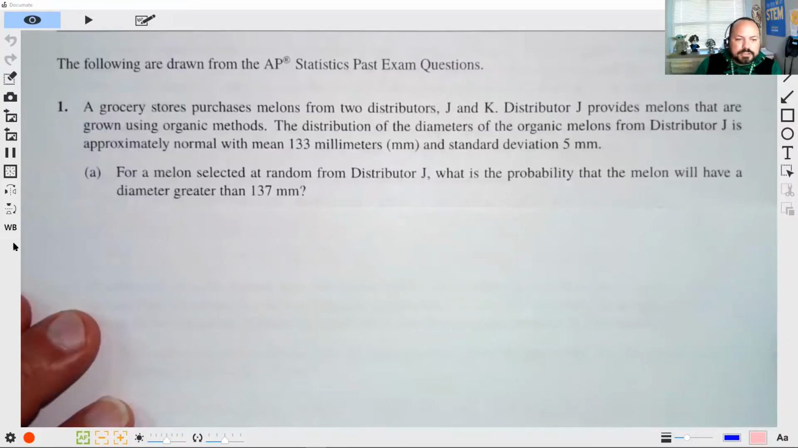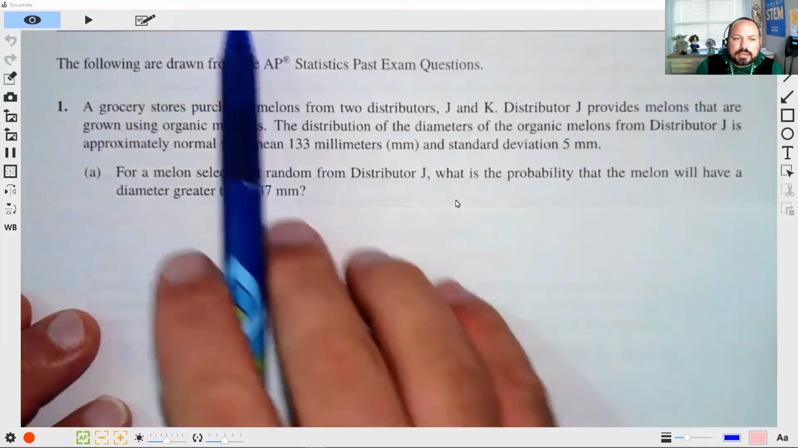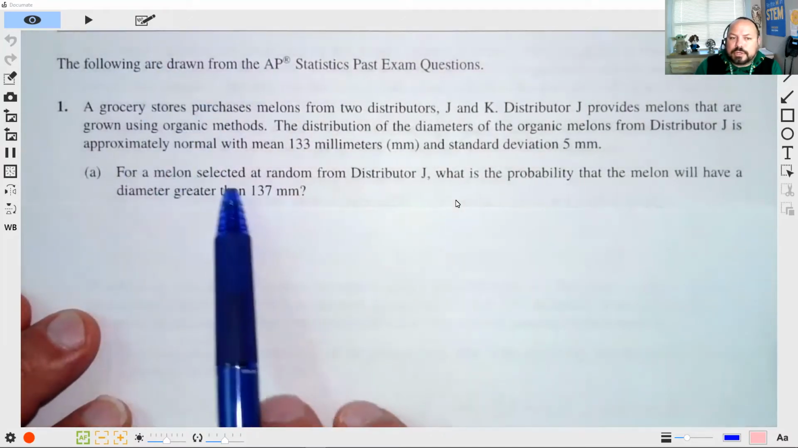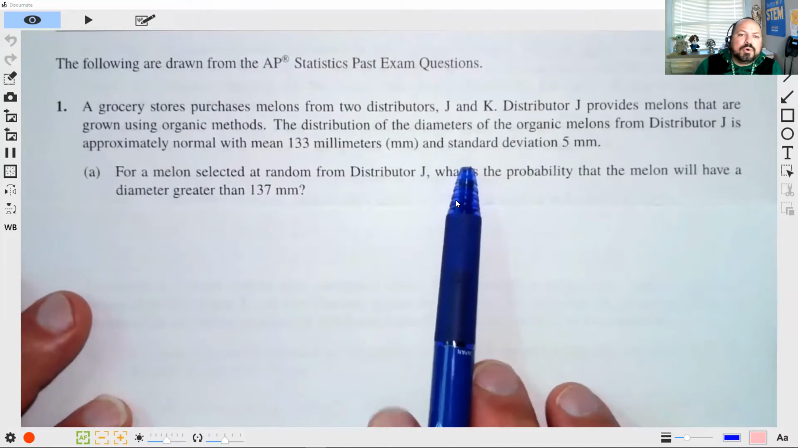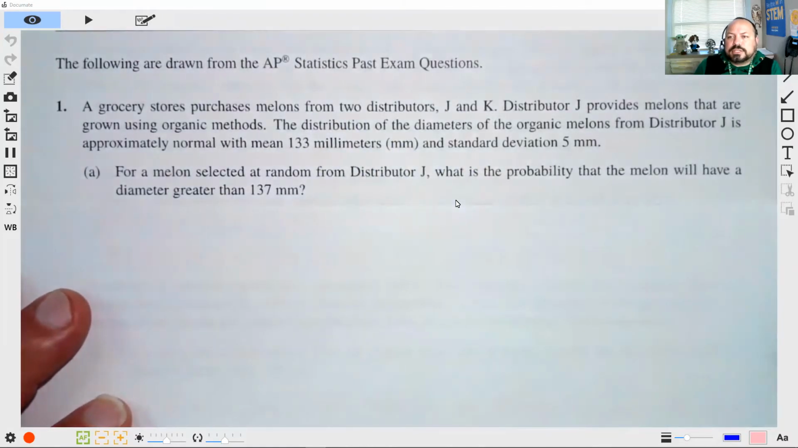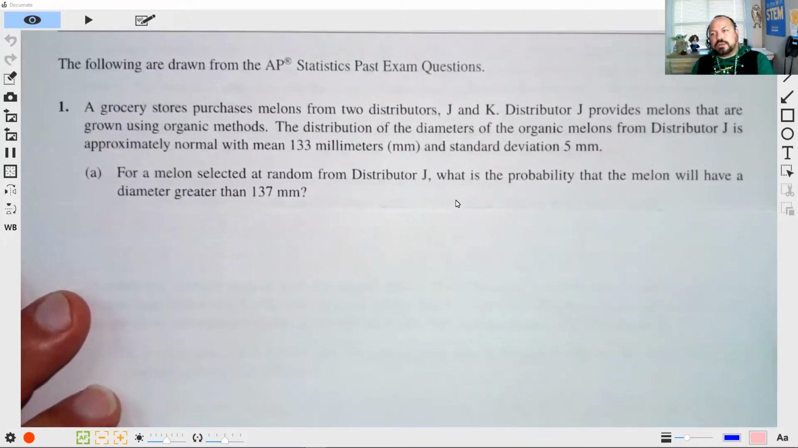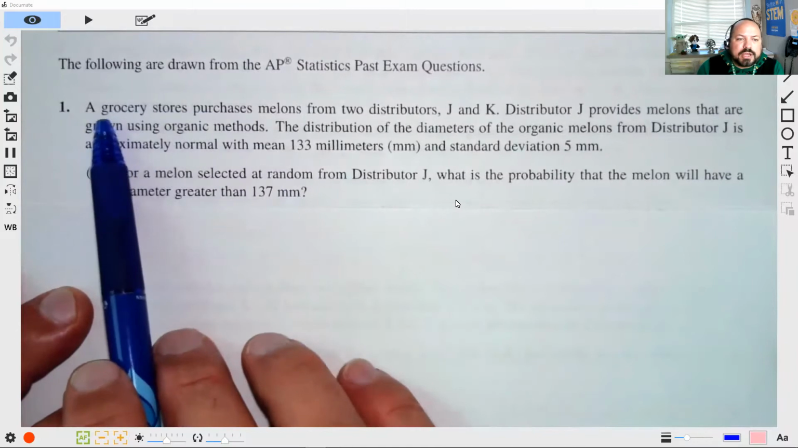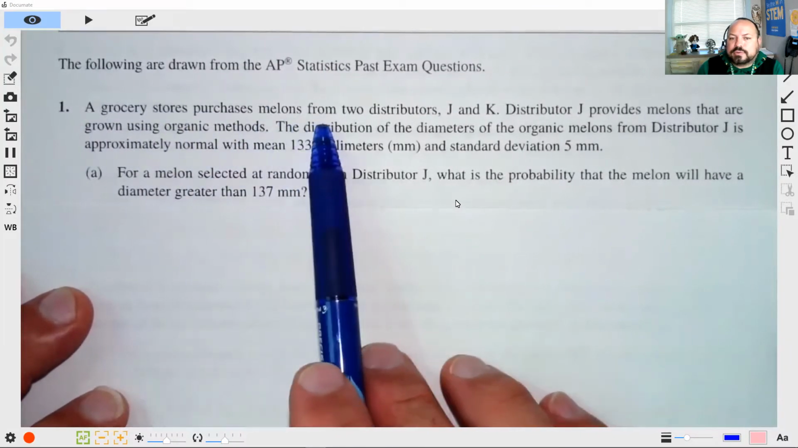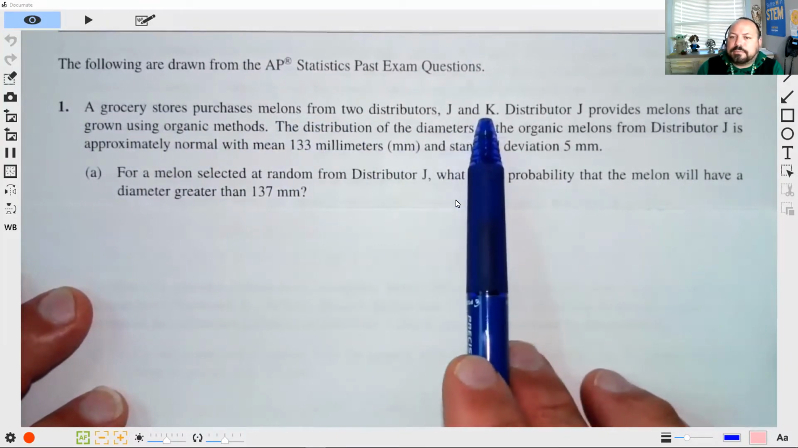Okay, in this video, we're going to look at a couple of approaches for working with some past AP statistics exam questions. In particular, we're going to talk about working with distributions. So our setup here is that we have grocery stores purchase melons from two distributors, J and K.